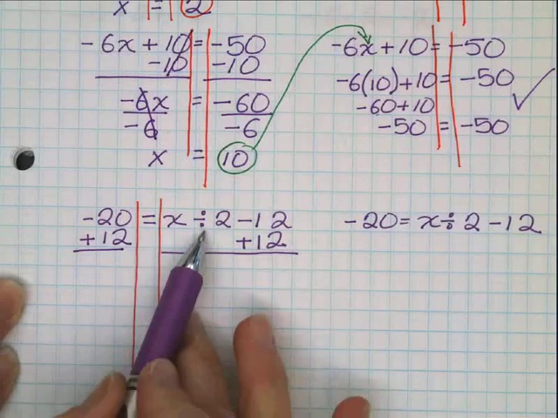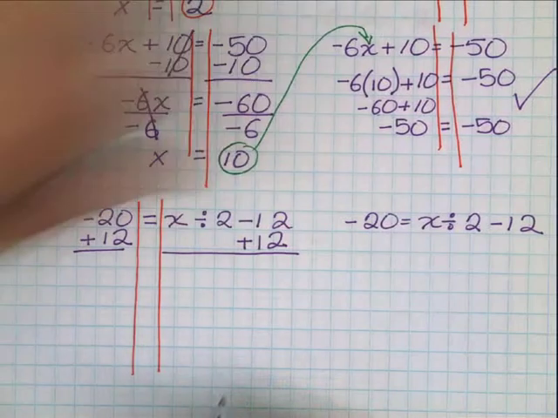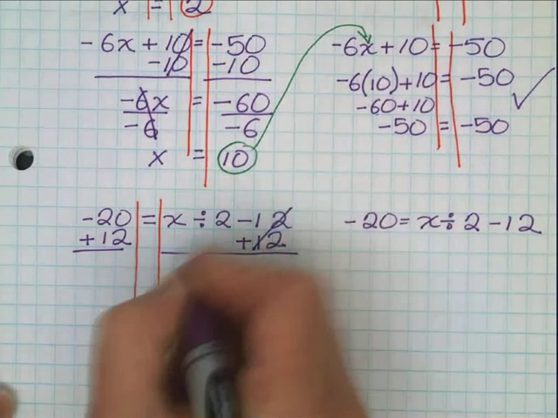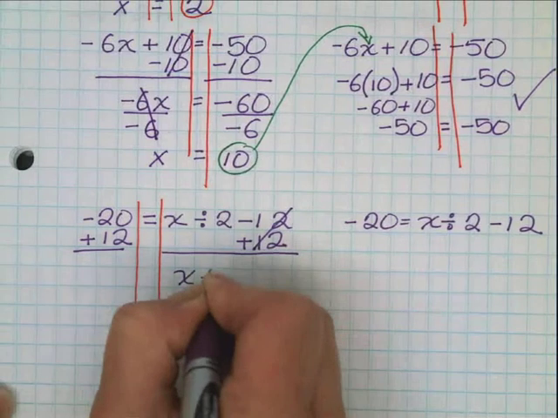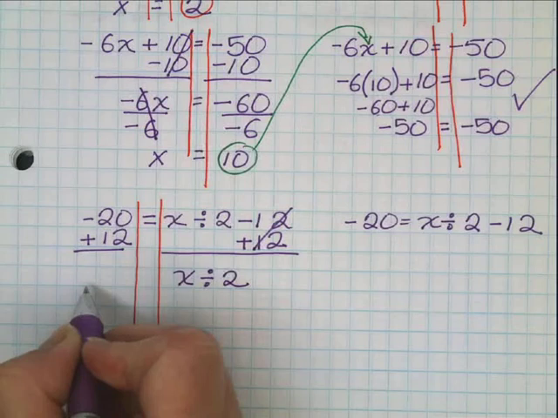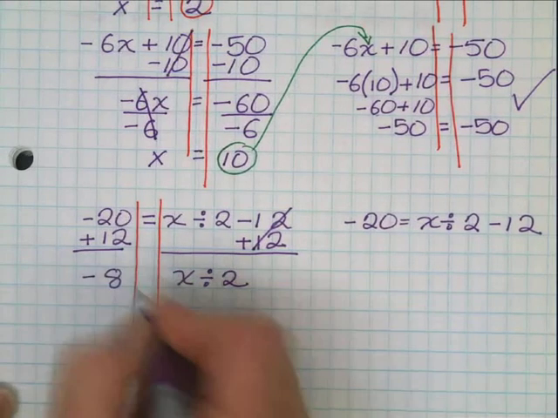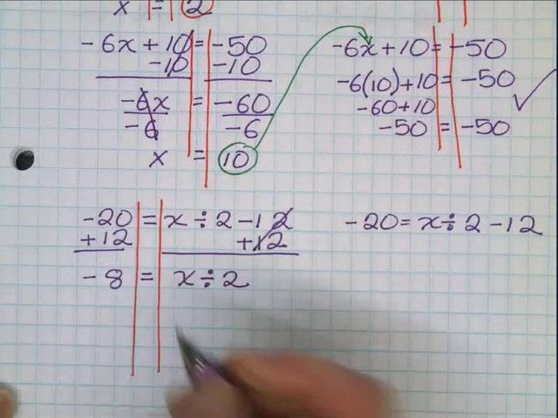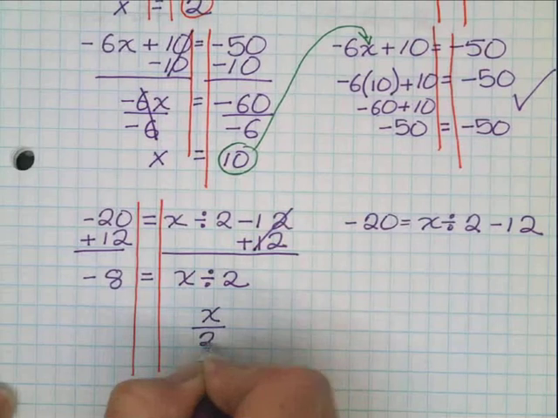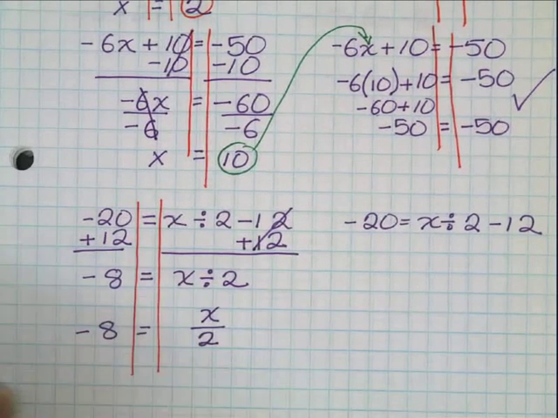Again, I ignore the coefficient here that's with the x to start. Negative 12 plus 12 is 0, leaving me just the x divided by 2. On the left-hand side, I subtract and I get a negative 8. Now, it might help you to rewrite the division problem as x divided by 2 equals negative 8.